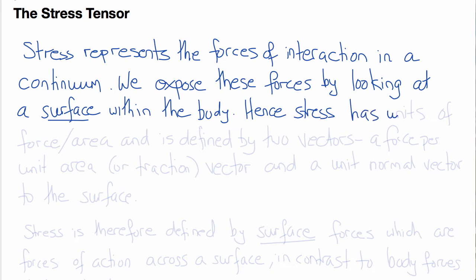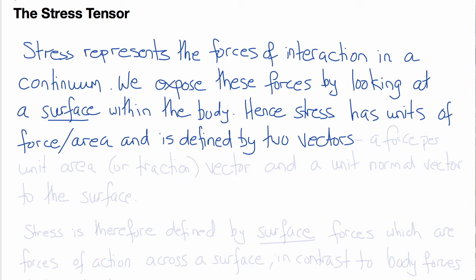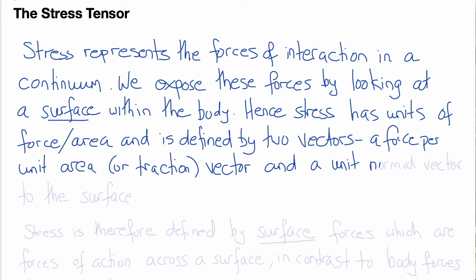So because of this, stress has units of force per unit area. And being a tensor, a rank 2 tensor, it's defined by two vectors. One of them is that force per unit area vector, or traction vector. And the other is the unit normal vector to the surface that defines the orientation of the surface at that point.